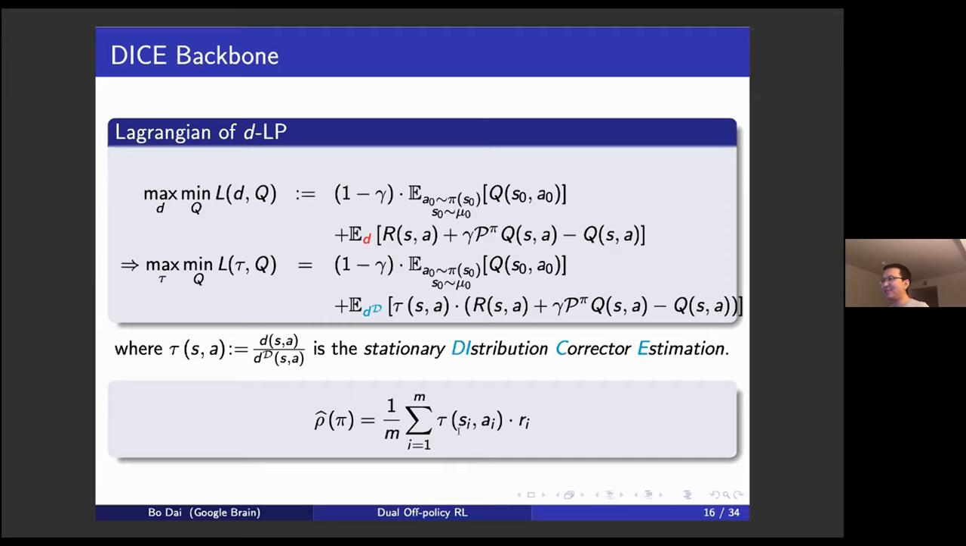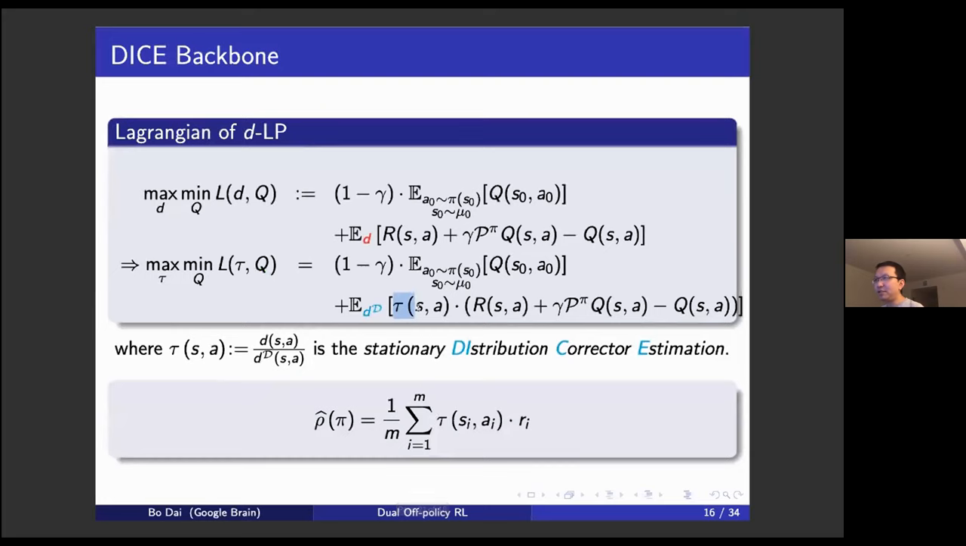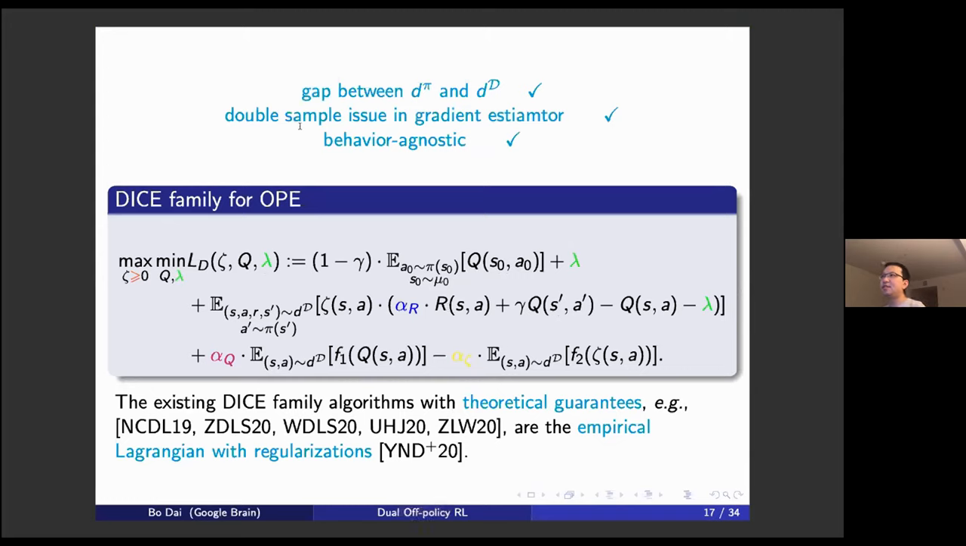So far so good. Let's go to the next slide. This echoes the drawbacks of existing methods I mentioned in the previous slides. We automatically bridge the gap between D^pi and D^D, because we have this tau to regulate the difference and handle the distribution shift. And because my objective function doesn't have the nested conditional expectation, I don't need to care about the double sample issue. It's also behavior agnostic. Check here, I only need to sample from D^D, as I mentioned. So that's good.